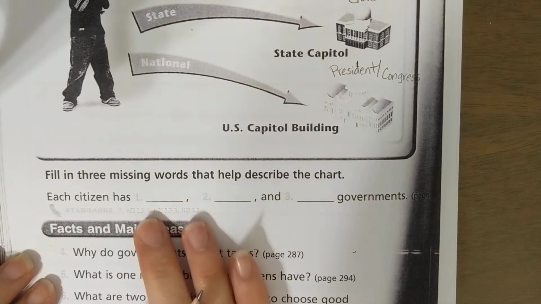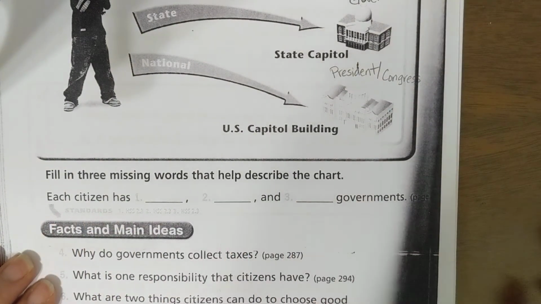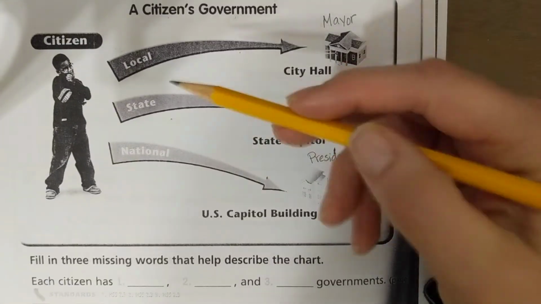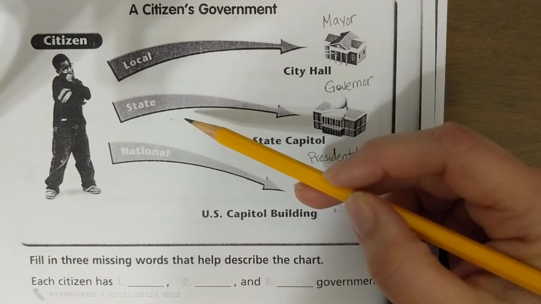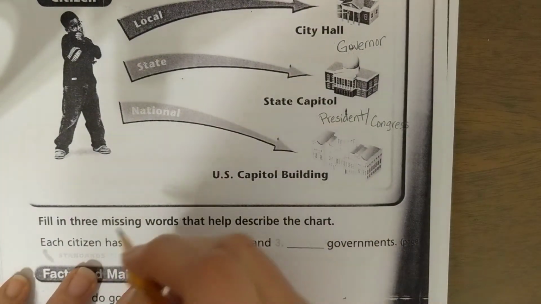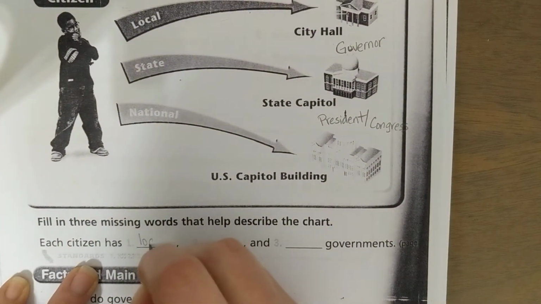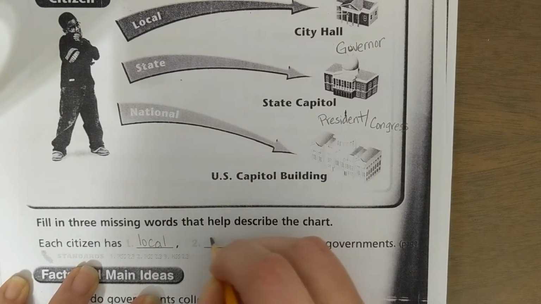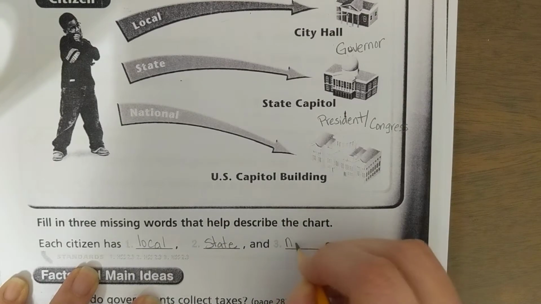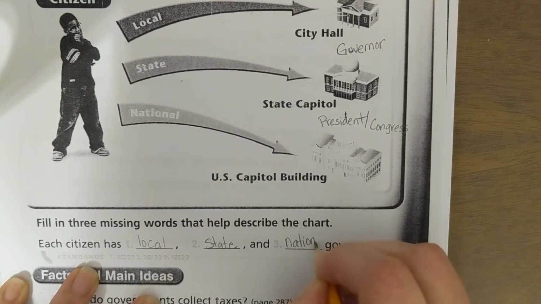Each citizen has blank, blank, and blank governments. So there are 3 different governments a citizen can have: local, state, and national. So that's what belongs in these blanks. Each citizen has local, state, and national governments.